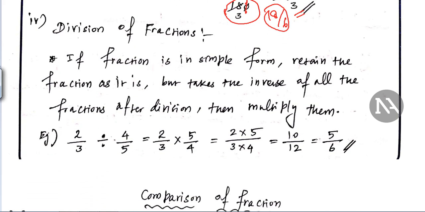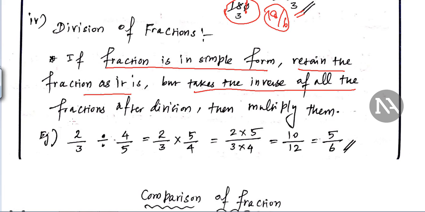Next, division of fractions. If the fraction is in simple form, then retain it as it is and take the inverse of the fraction after the division sign. It is a simple form fraction, not a mixed form. So 2 by 3 you have to take as it is. After the division sign, it is 4 by 5. So take the inverse of 4 by 5, that is 5 by 4.